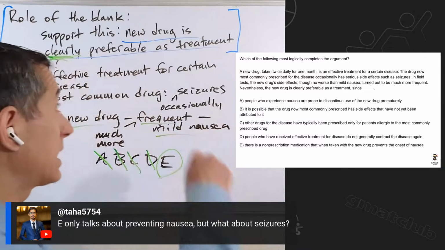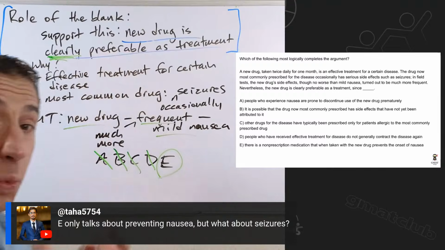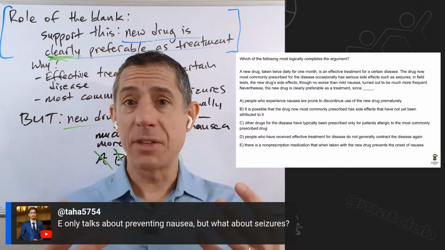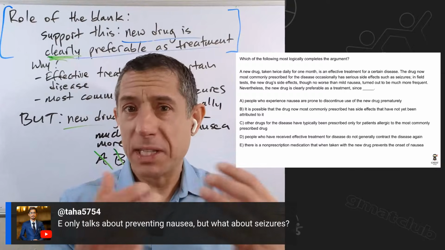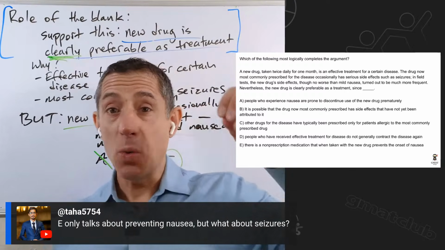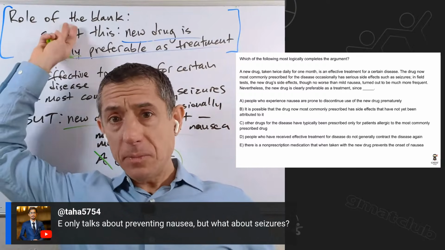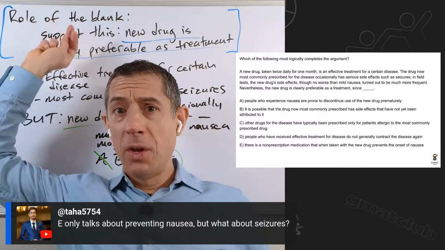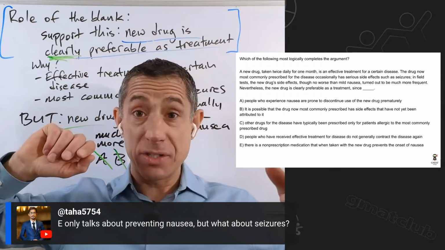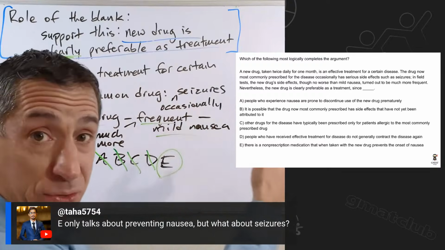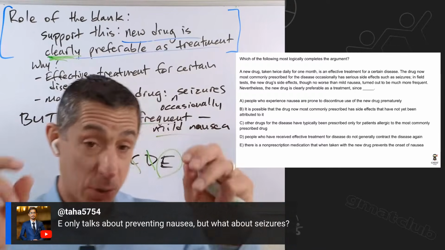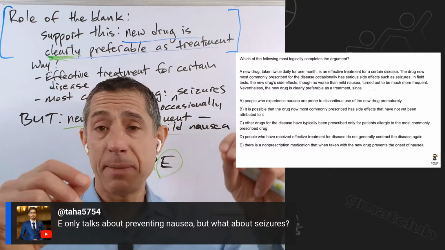So in order to strengthen the idea that the new drug is clearly preferable, what's the objection in the passage? What's the weakness of the new drug? Frequent side effects, no worse than mild nausea. So it's really just this nausea thing, right? So we don't need to strengthen this statement that the new drug is preferable by mentioning seizures. We can strengthen it by just saying, hey, look, we've gotten rid of the nausea. Do we strengthen it? Yeah. So in this case, I don't think that answer choice needs to mention seizures at all.